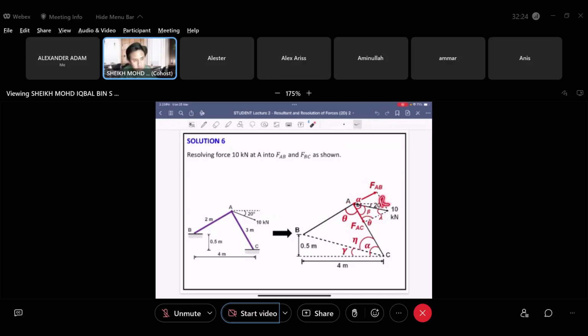But you cannot solve it because you don't have enough data, right? If you can see the triangle here, there's no angle given here at all. There's only an angle given here, which is 20 degrees, somewhere here, right? So you cannot solve this one. You cannot find the magnitude of AB and AC here because there's no angle given here, right? But you can solve the triangle here and find the angle gamma here, right?